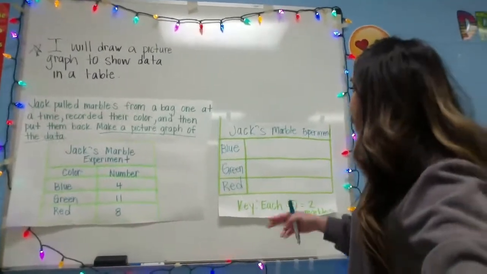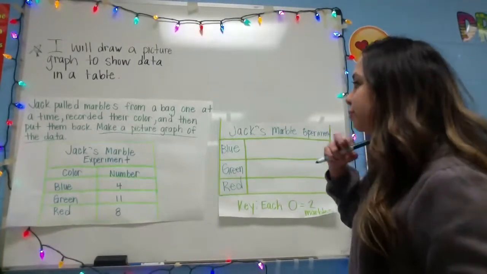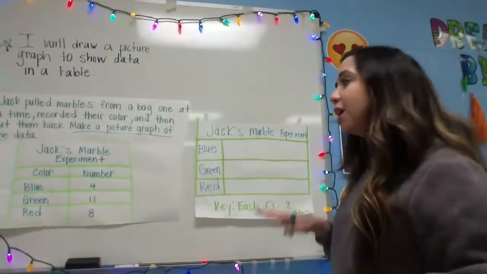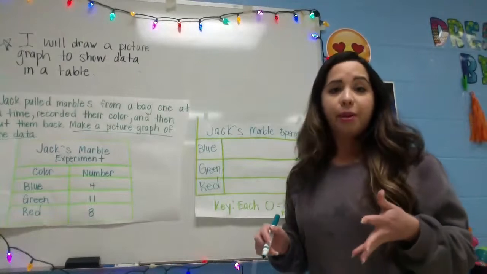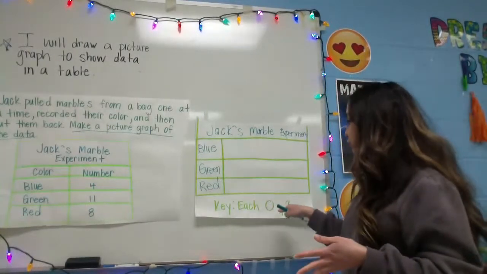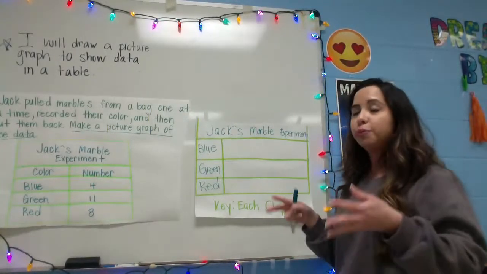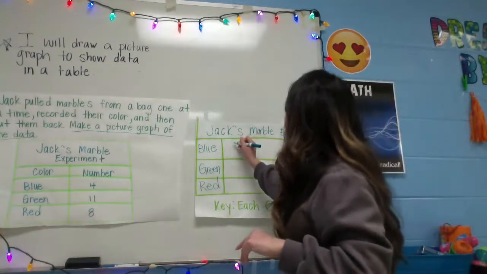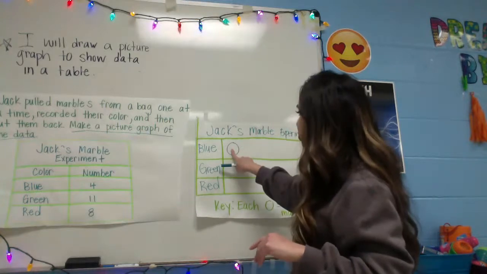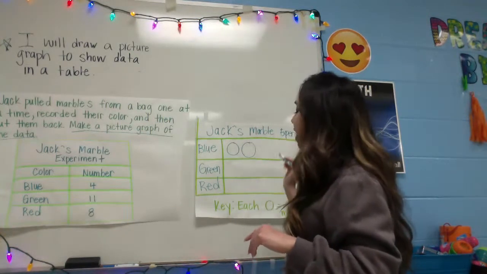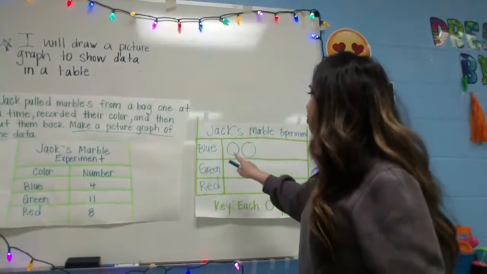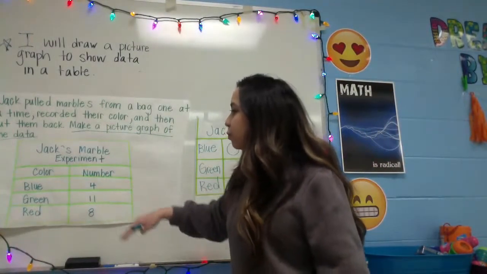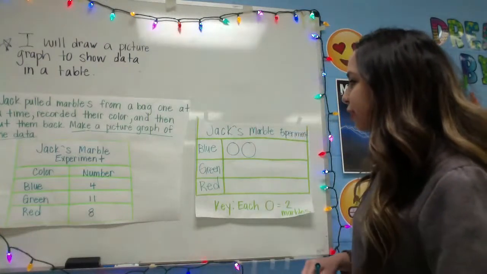All right, so again, let's start with blue. How many blue marbles did he pick? There are 4. All right, so remember, I'm not going to draw 4 circles because the key says each circle represents 2 marbles. So we're skip counting by 2s. Let's do 1 circle. That's 2. And if we add another circle, that's a total of 4. 2, 4. And that matches my chart because he pulled out 4 blue marbles.